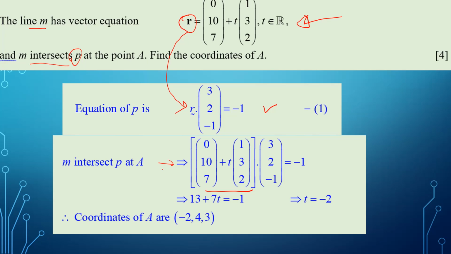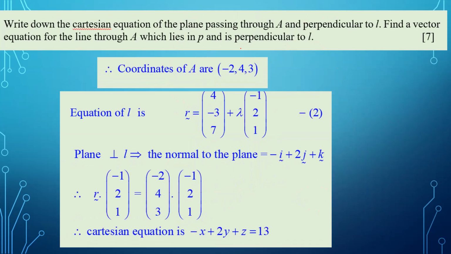So activate your dot product. You should generate one equation with one unknown for you to solve. And from there, t equals minus 2. When t equals minus 2, put it back into this equation. And that will supply you with the coordinates of the point of intersection of your line M and the plane P.